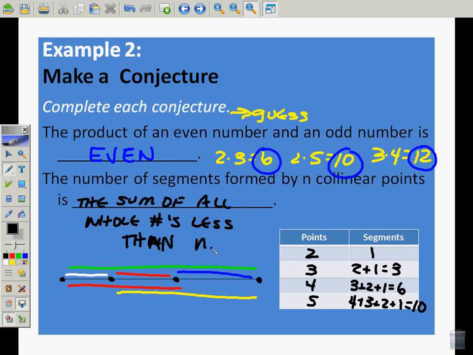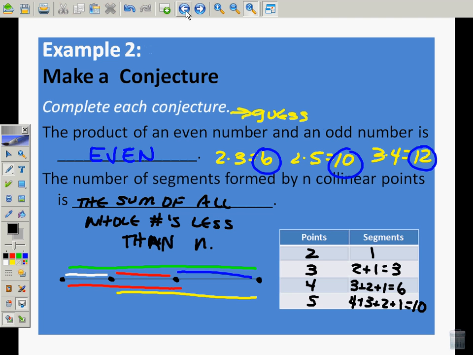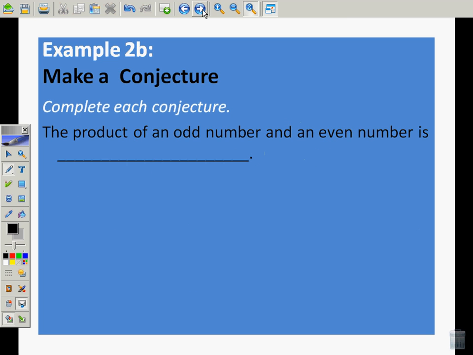Okay? Because as you can see, I have non-overlapping segments that are formed by these pieces. And so these conjectures allow us to make guesses. So if I say the product of an odd number and an even number, I'm really repeating what I said before. Okay? And so when we're doing these conjectures, it's really just guessing at this. So I'm going to go ahead and change this to odd because I already did the other one. Okay, so an odd number and an odd number is blank.